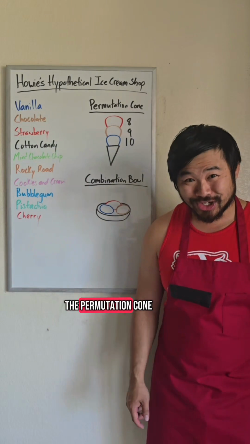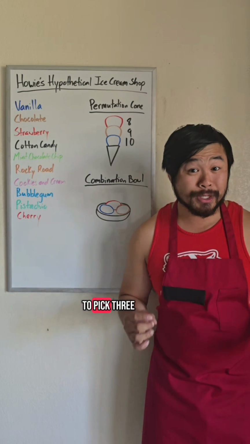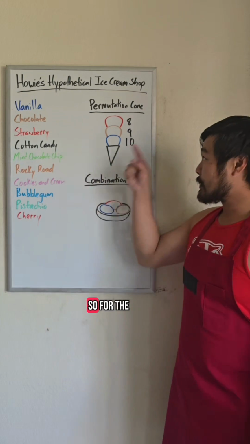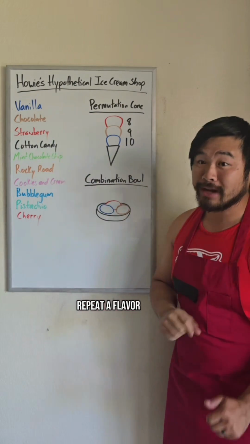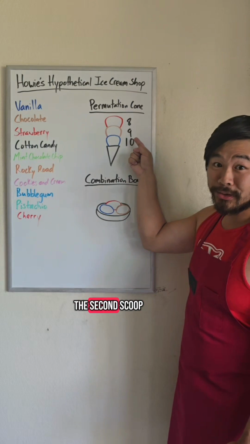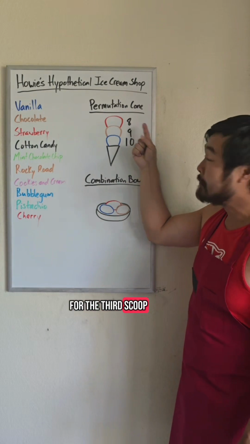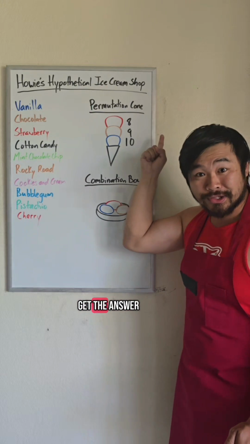Let's start with the permutation cone. Remember, we have to pick 3 different flavors. So for the first scoop, there are 10 options to choose from. Then you can't repeat a flavor, so there are 9 options for the second scoop and 8 options for the third scoop. And then we multiply these to get the answer.